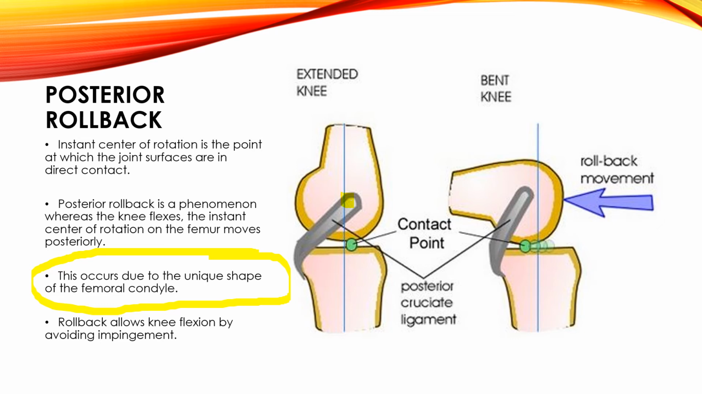As extension progresses, the shorter or more highly curved lateral condyle exhausts its articular surface and gets checked by the ACL. Whereas the medial condyle, which is larger and less curved, continues rolling and will skid backward, assisted by the tight PCL. This is the way posterior rollback happens in the knee joint.